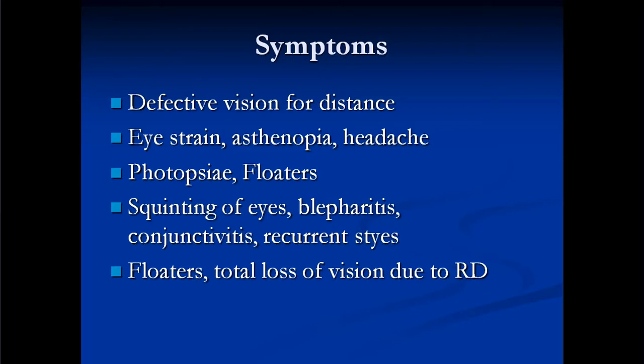so defective vision for distance, as I told you, then eye strain or asthenopia, headaches will be there. These are all vague symptoms. Asthenopia means the patient complains there is some pain in and around the eye. It is a vague symptom. Then photopsia and floaters. The child or the person will say some black spots will be appearing in front of the eyes. Then there can be squinting of the eyes. It may result in strabismus.